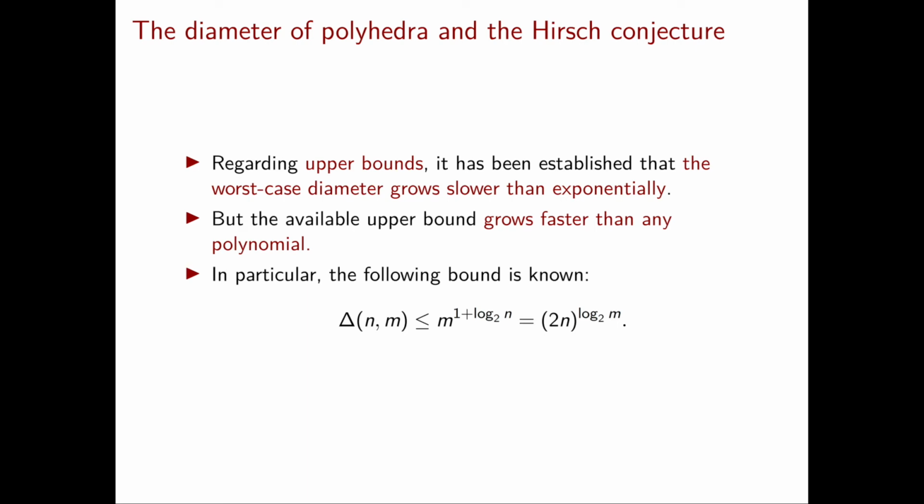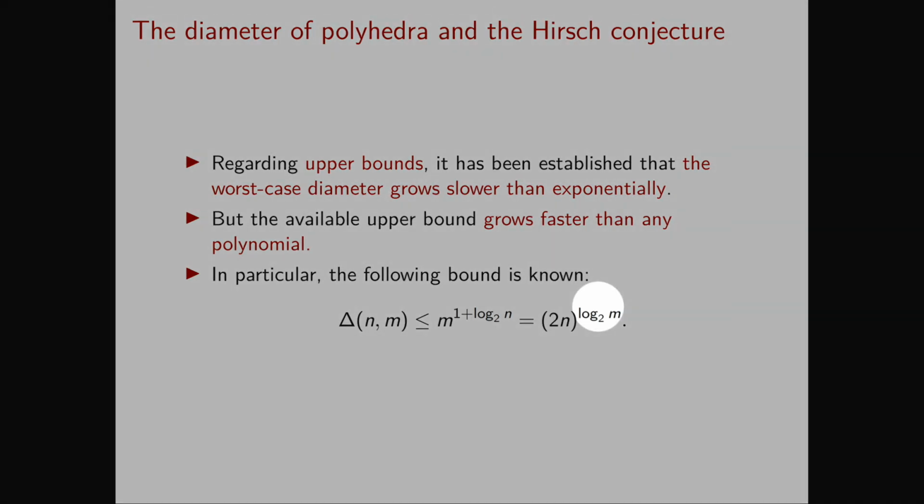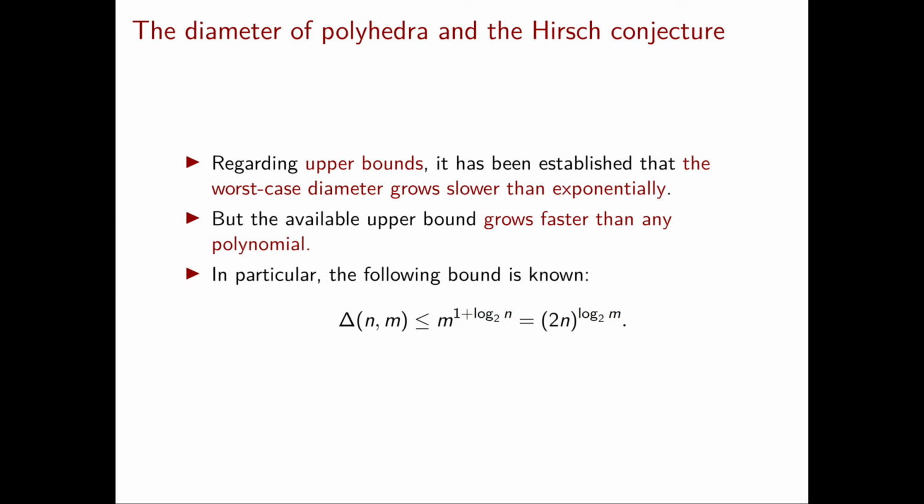However, we do have some upper bounds. In particular, one of the best known bounds is m to the power of 1 plus log n, which you can also write as 2n to the power of log m. This bound does not answer the polynomial Hirsch conjecture because it's not polynomial. In fact, in the exponents, we don't have just a constant, but we have a function of m or n. This concludes our discussion on the worst-case behavior of the simplex method.